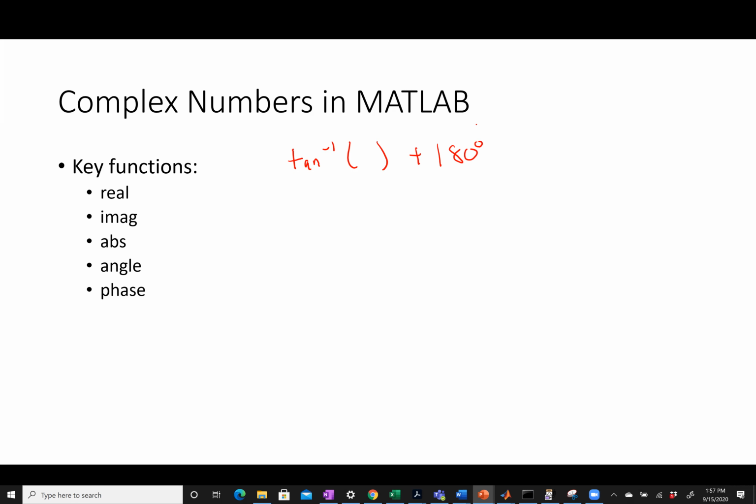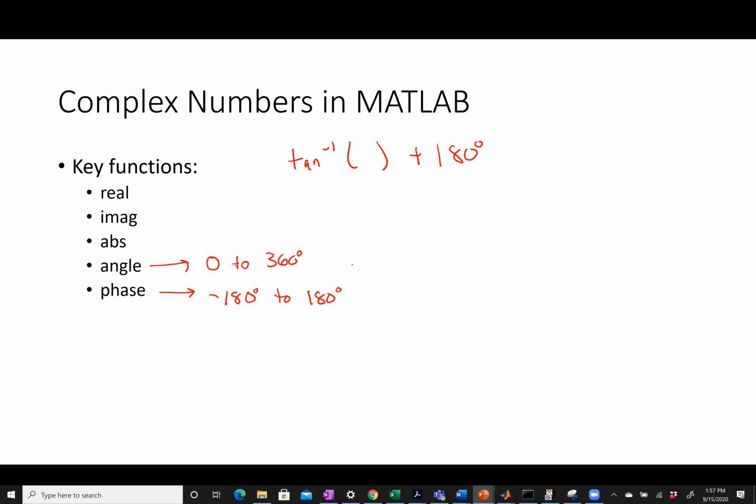Now, MATLAB also has a function called phase. What's different about phase than angle: angle will tell you angles between 0 and 360 degrees, while phase will tell you between minus 180 and 180.